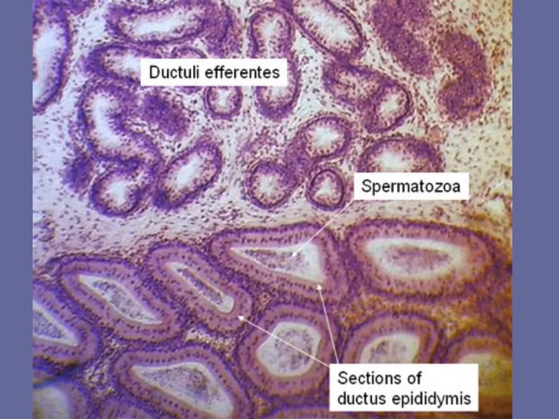This slide is of the ductus epididymis, and on this slide we can see all of the connective tissue. We can see that we have the spermatozoa, or the sperm cells. We have the pseudostratified columnar epithelium right in this area here. We're looking at the ductus deferens. You may see some smooth muscle in with the connective tissue.